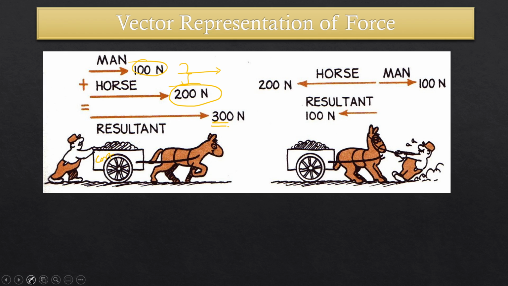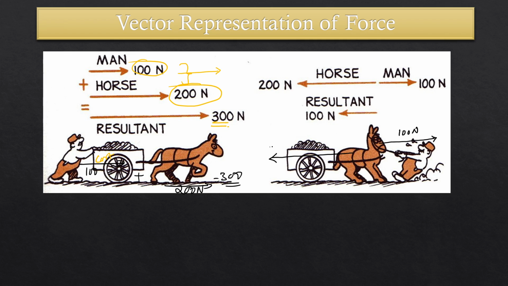This man is pushing like this, applying force here. So 100 plus 200 becomes 300. But look here, this horse is applying force backward. The horse is applying force backward. Man is pulling this horse to this side, the right hand side. So this is by 100 Newton, backside by 200 Newton.